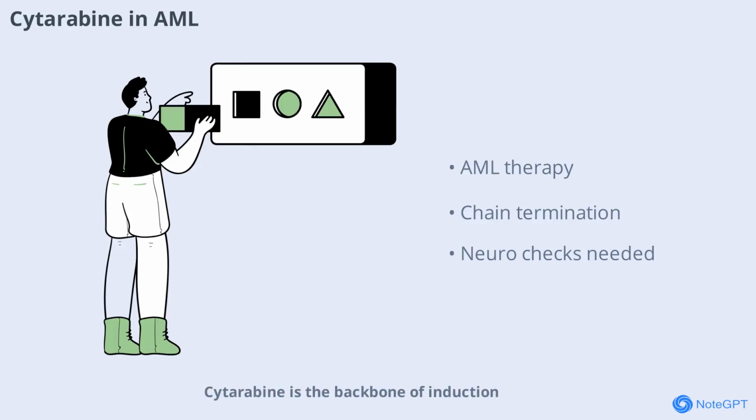Cytarabine is the backbone of induction therapy for acute myeloid leukemia, AML. Its ability to incorporate into DNA and terminate chain elongation makes it highly effective. High-dose regimens require careful neuro checks to monitor for cerebellar toxicity.